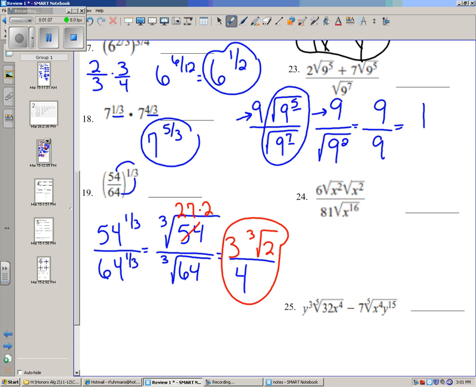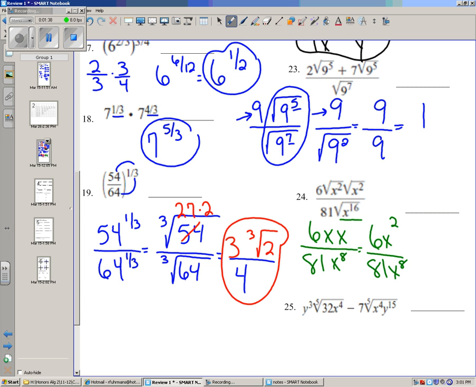So, all right, 24. Let's take a look at 24. So on 24, what's going to happen is everything is going to have a perfect square root. So the 6 that's already out there, the square root of x squared is x, and that's going to happen on the second one. And then you're going to see the 81, and the square root of x to the 16th is just x to the 8th. And when I'm done, on top I have 6x squared, and on the bottom I have 81x to the 8th.